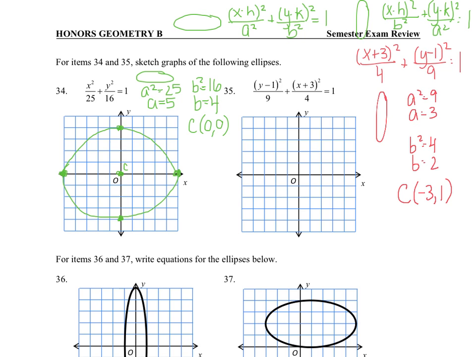So I'm first going to plot that. My center is going to be right about here. And I'm going to do my major axis first. So because it's vertical, I'm going to go up 3 units, and I'm going to go down 3 units. And that's going to give me my major axis. And then I'm going to go 2 units to the right and 2 units to the left to get my co-vertices, which make up my minor axis. I can connect my points, and there's my ellipse.